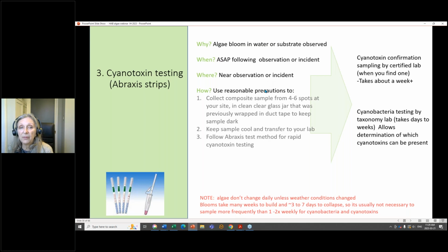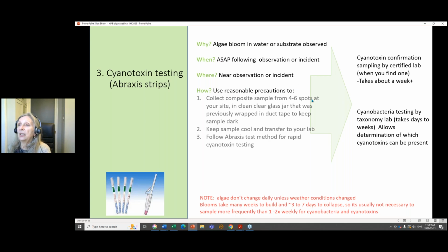It is possible that they will fail to detect a cyanotoxin, and they will only detect one type, depending on which strips you order. So they're useful, but they don't tell the whole story, like everything else in biology.